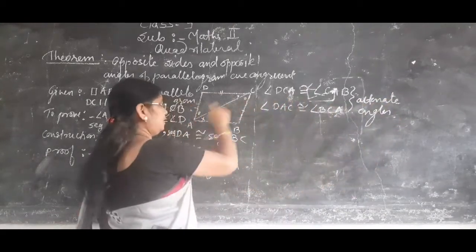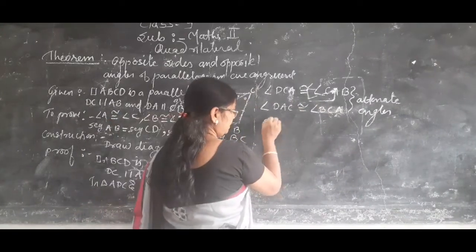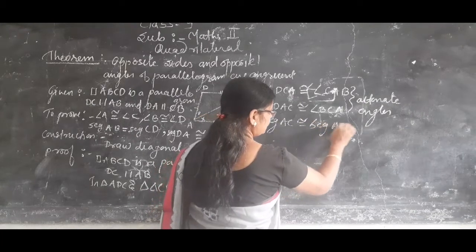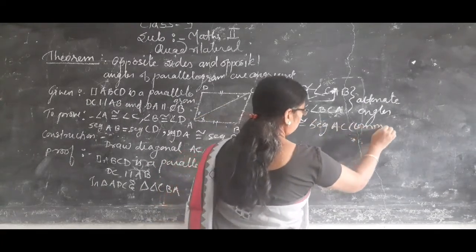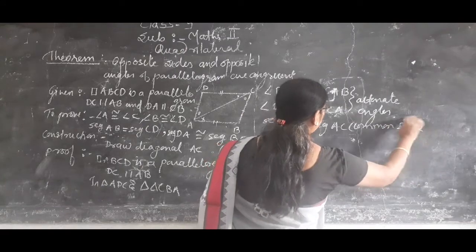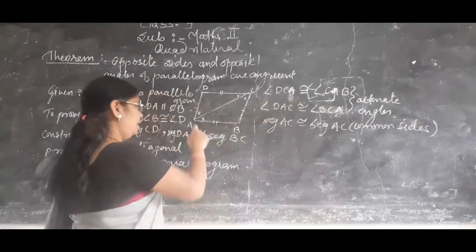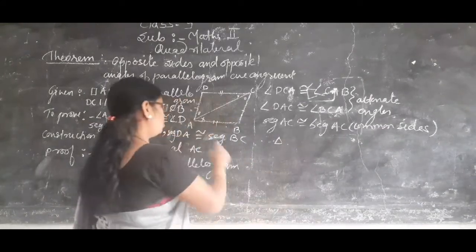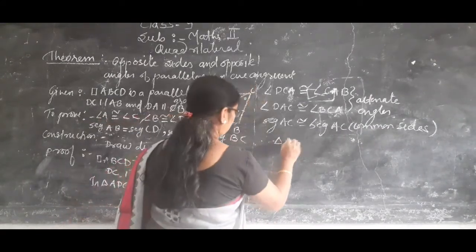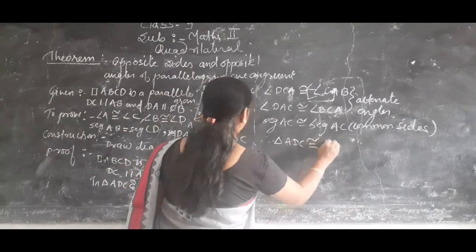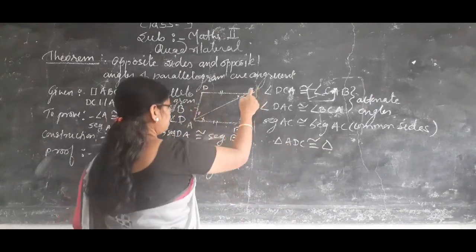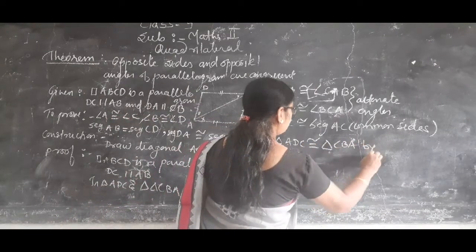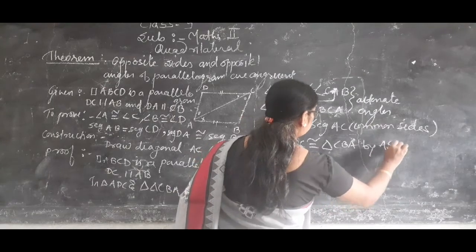And what is next here? Segment AC is congruent to segment AC. What is the reason? Common side. Therefore, which test is applicable here? ASA. And therefore, these two triangles are congruent. Triangle ADC is congruent to triangle CBA. By which test? ASA.